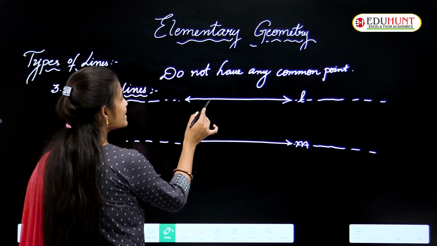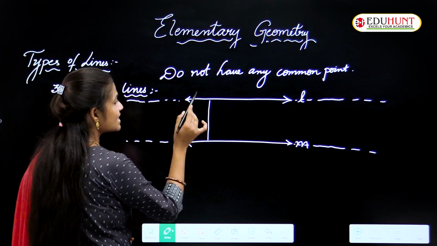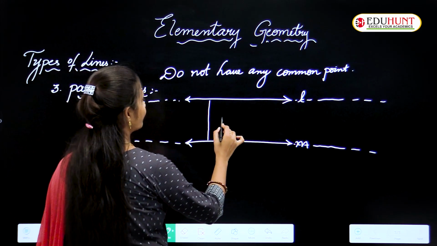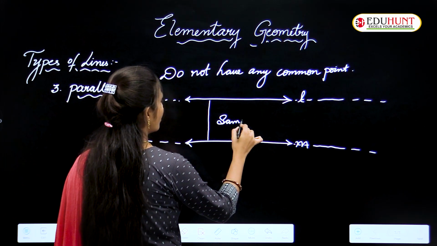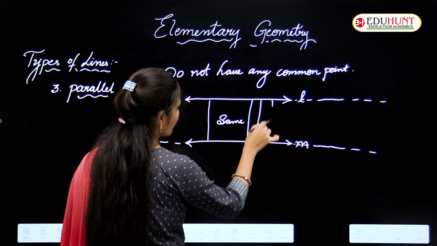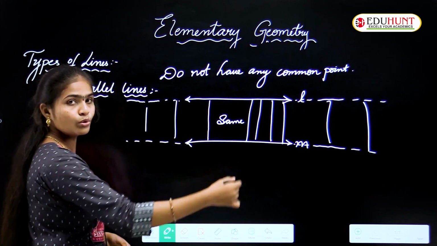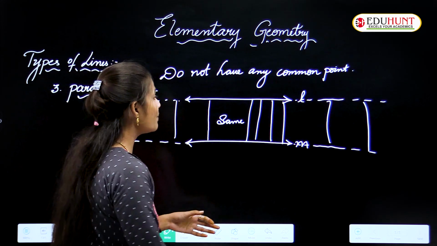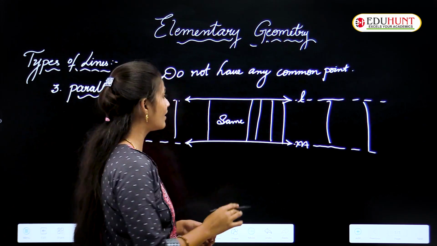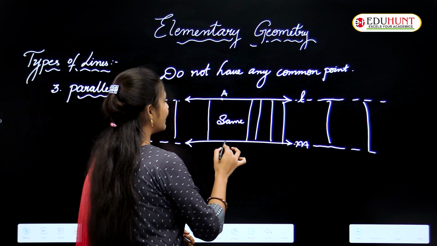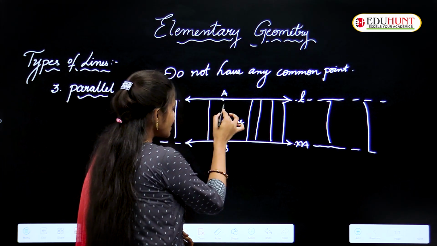Okay, the distance between these two lines is always the same at any point. You can take that. Here, this is A and this is B. So what is the distance between A and B?